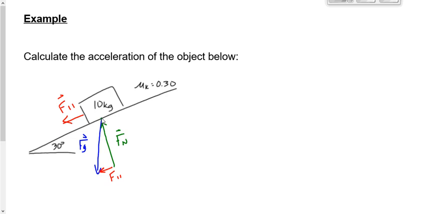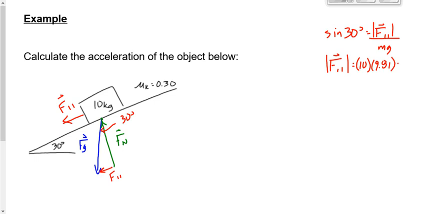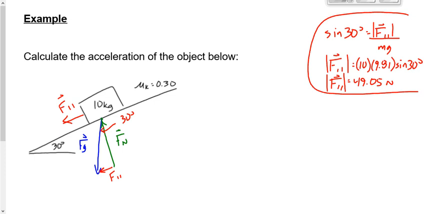Let's find the value of F parallel right now. Let's worry about the coefficient of friction and what that's going to do for us later on. F parallel up here, we're going to say sine 30 degrees is equal to F parallel, that's opposite, over hypotenuse, which is m times g, the force of gravity. F parallel is 10 times 9.81 times sine 30 degrees, or F parallel is equal to 49.05 newtons. Okay, let's label F parallel here as 49.05 newtons.